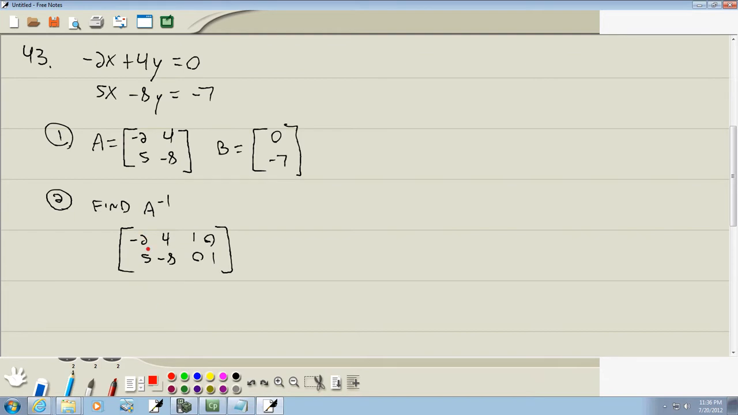Well, first thing, I need to get a 1 here. Well, that's easy. I'm going to take everything in row 1 and divide by negative 2. And that's going to give us our new row 1. Well, negative 2 divided by negative 2 is 1. 4 divided by negative 2 is negative 2. 1 divided by negative 2 is negative 1 half. And 0 divided by negative 2 is 0.